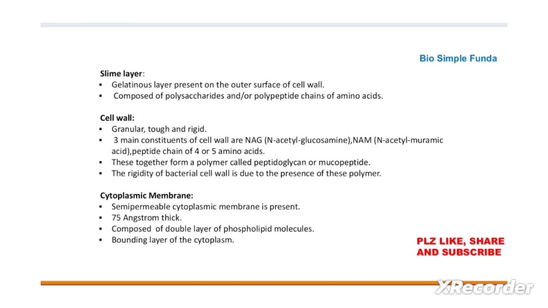Cytoplasmic membrane. The cytoplasmic membrane is a bounding layer of the cytoplasm. It is semi-permeable in nature and about 75 angstrom thick. It is a double layer of phospholipid molecules. Phospholipid molecules are of two types, hydrophilic and hydrophobic. The hydrophilic phospholipid is present towards the outside and the hydrophobic molecule towards the inner side.